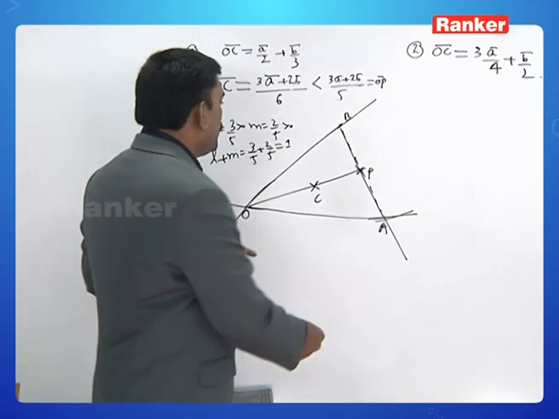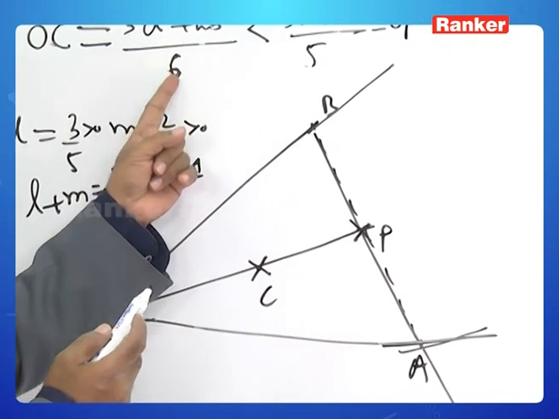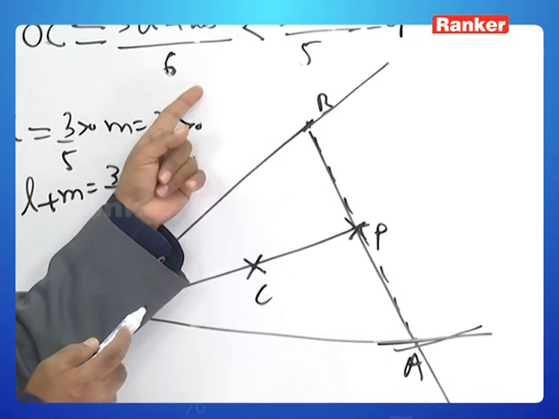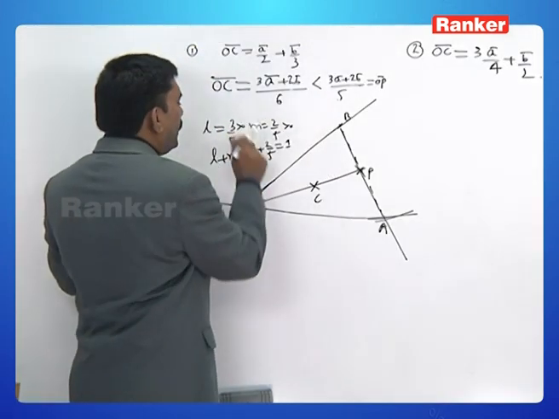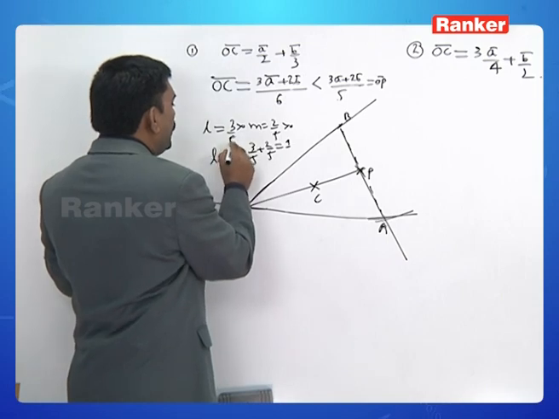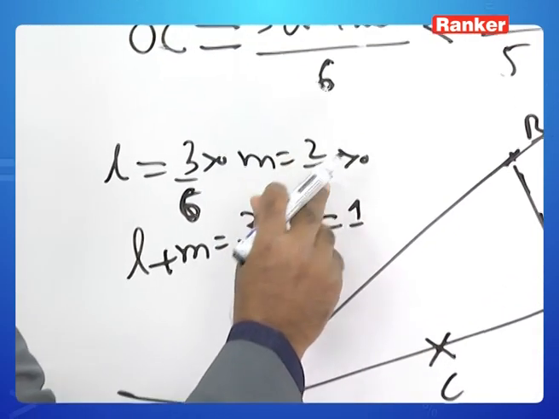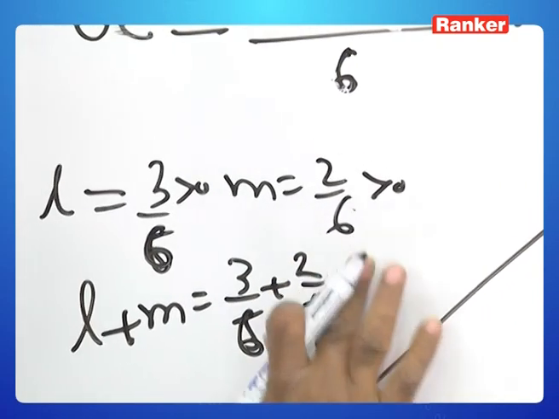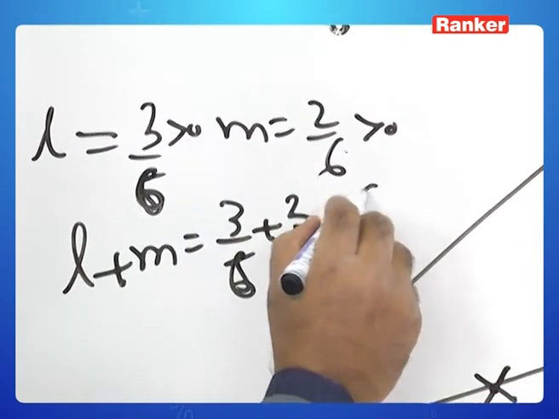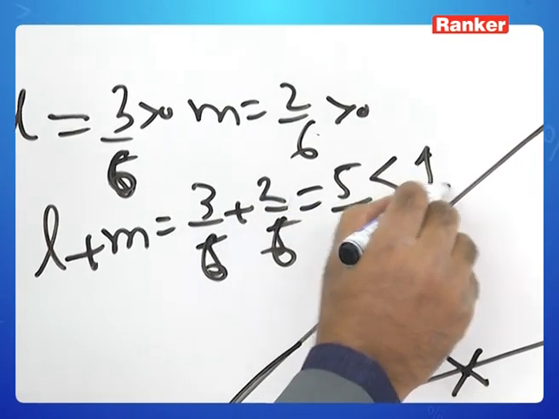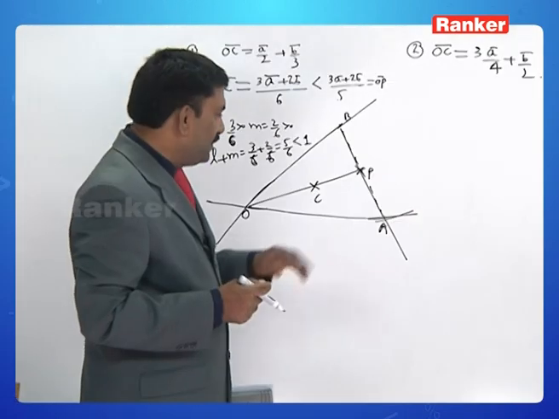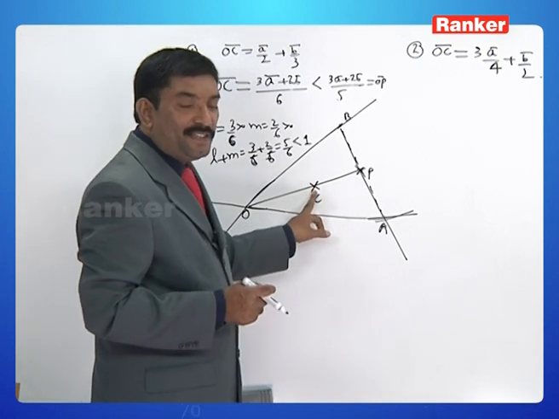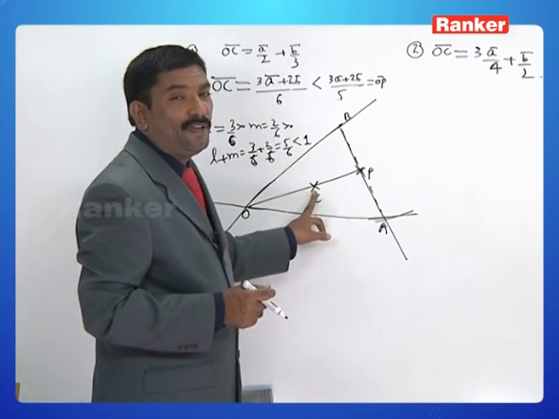So therefore the given point here is 3 by 6, 2 by 6, and the sum is 5 by 6. It's less than 1, correct or not? Certainly, it lies inside the triangle OAB.